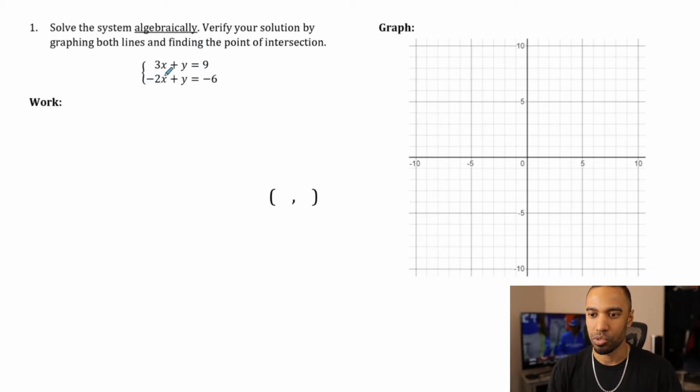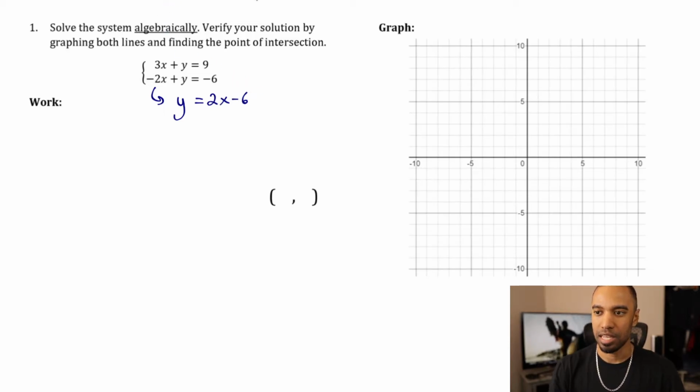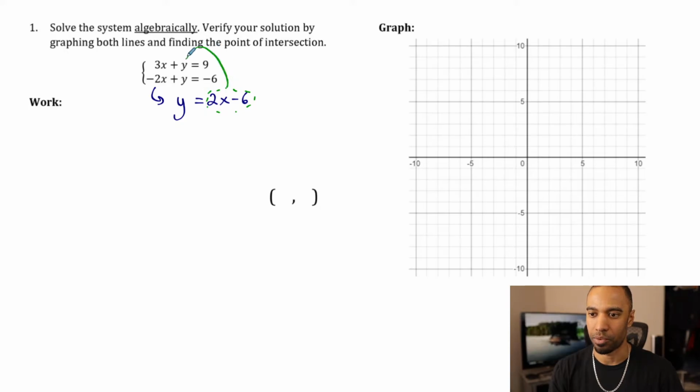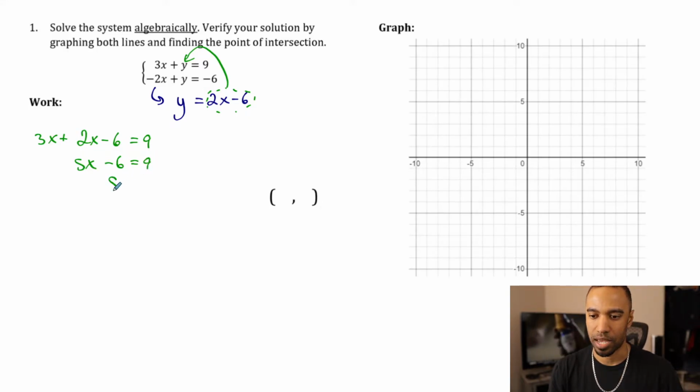If I use substitution here, I would maybe take this bottom equation and get y by itself by adding 2x to both sides, like that. And then I take the 2x minus 6, and I substitute it in for y in the other equation. So in the other equation, I'll have 3x plus 2x minus 6 equals 9. Combine like terms, add 6 to both sides, and then divide both sides by 5.